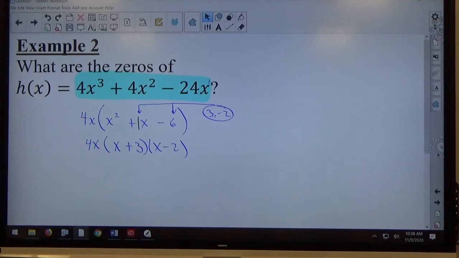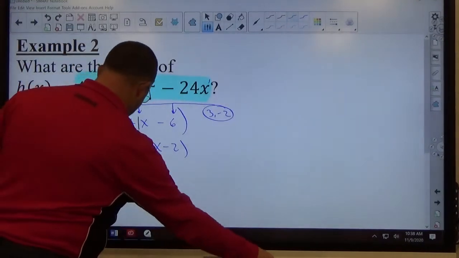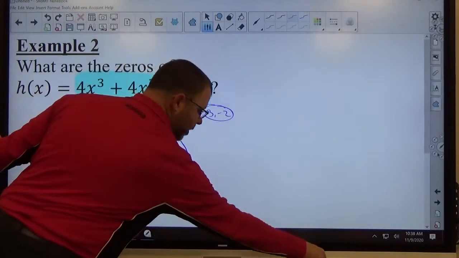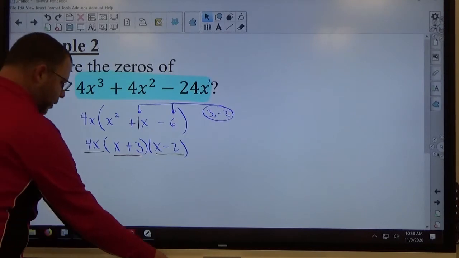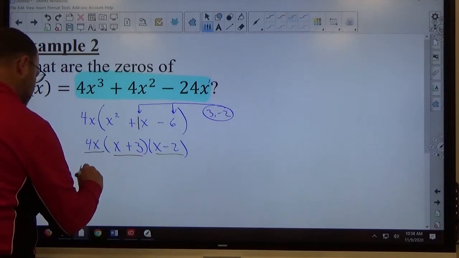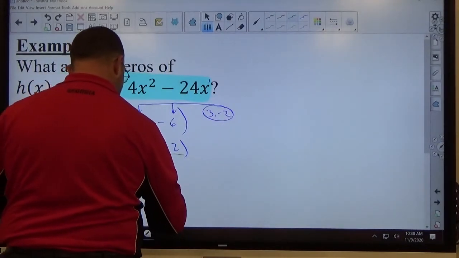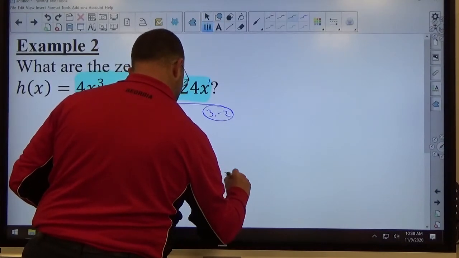So I take my expression, whatever it is, and I factor as much as I possibly can using the factoring techniques we've learned so far. Then I apply the zero product property. Factor 1 is 4x. Factor 2 is x plus 3, and factor 3 is x minus 2. Again, it doesn't matter how many factors you have. In this case, I have 3. And I set each factor equal to 0, solve however is necessary to solve it. So 4x equals 0, x plus 3 equals 0, or x minus 2 equals 0.